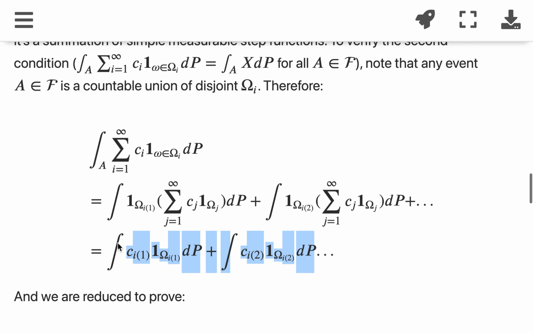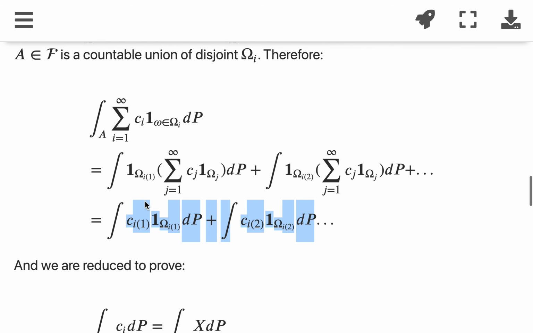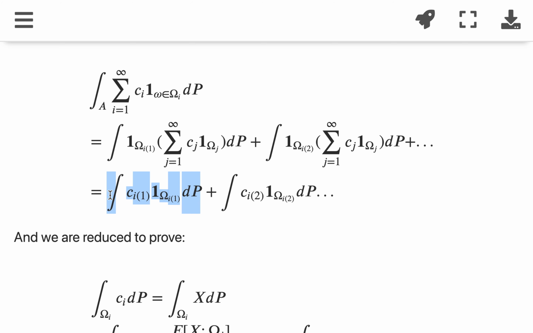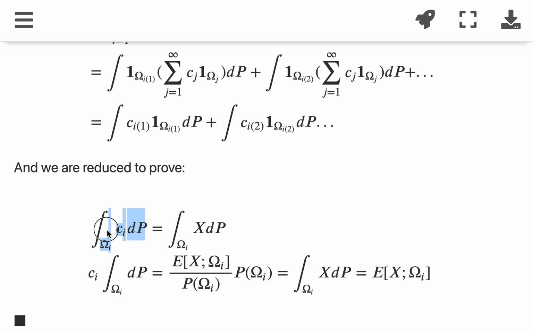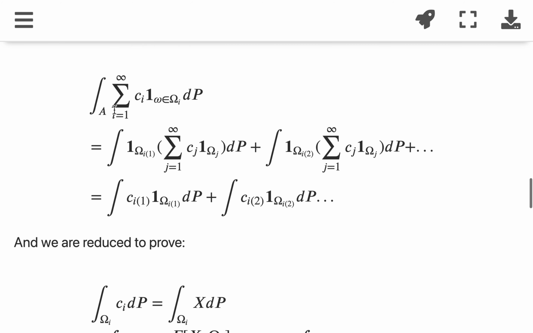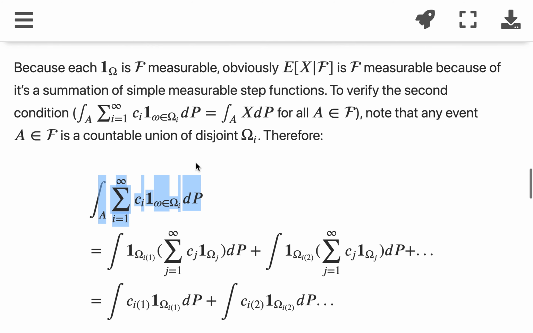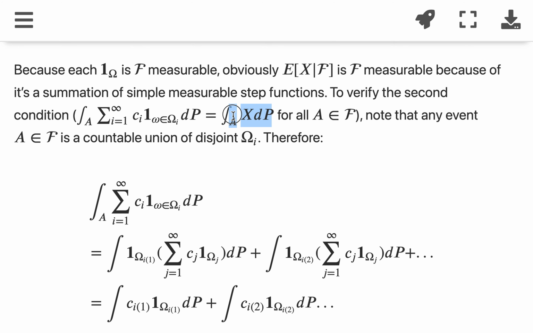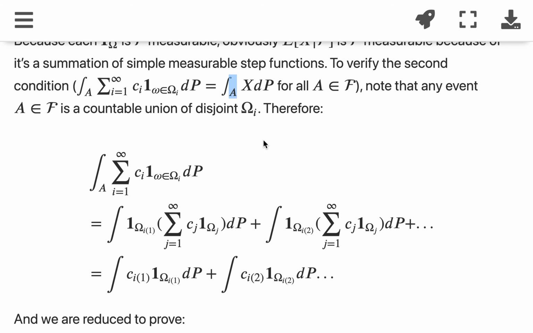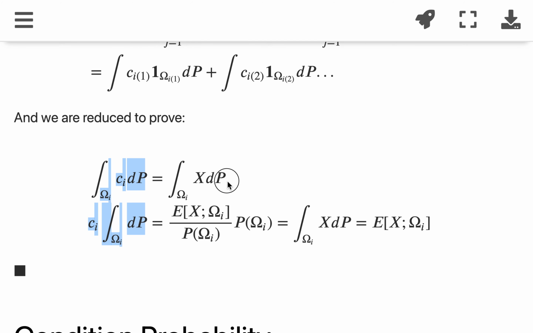What we're left with tells us that the only thing we need to prove is that the integral of ci over each omega i equals the integral of X over omega i dP. Once this is satisfied, what we need to prove for A is satisfied, because A is a disjoint union of those omega i's. So this is the only thing we need to prove. Looking at this, ci is a constant, so we take out the constant.